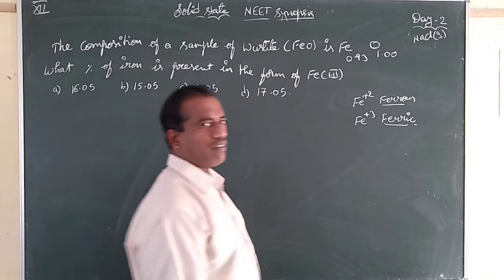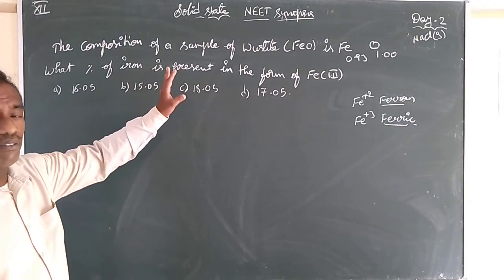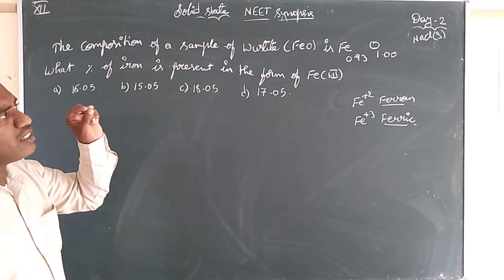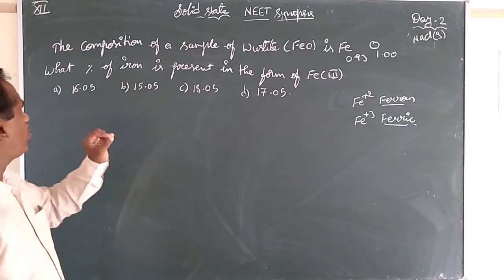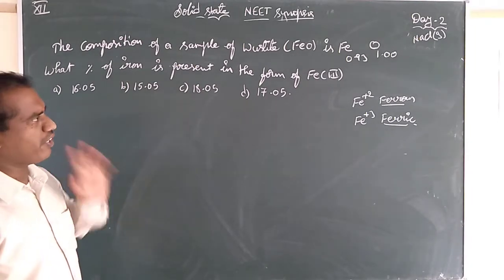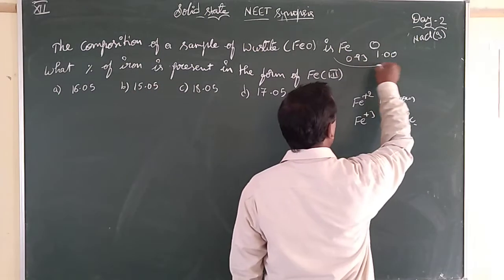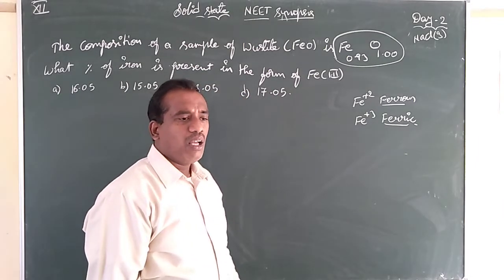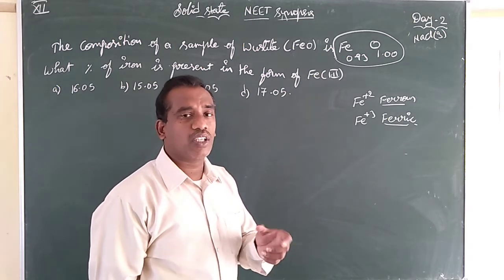Let us see one question here. The composition of a sample of bauxite whose formula is given as FeO is Fe 0.93 and oxygen 1.00. What percentage of iron is present in the form of Fe3+? So generally in this kind of metal oxides, metal will try to exist in more than one, means two types of oxidation states will be there.